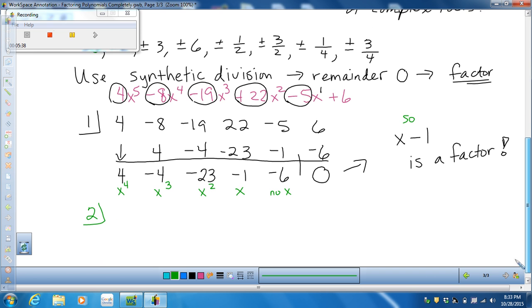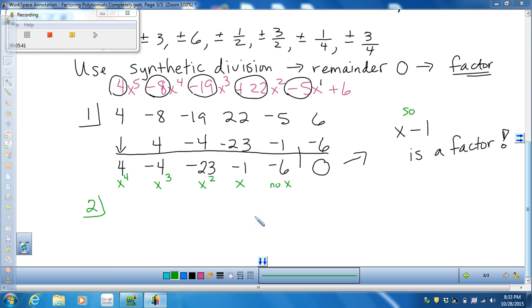So I'm going to go ahead and use the new set just so it's a little bit less that I have to use for my synthetic division. So I'm going to use the 4, the negative 4, the negative 23, the negative 1, and the negative 6. So now I'm going to do my new synthetic division. I'm going to go ahead and pause, and then you try it, I'll try it, we'll see what we end up with.